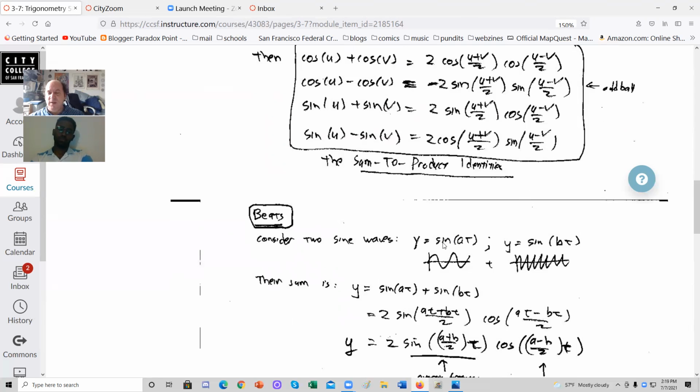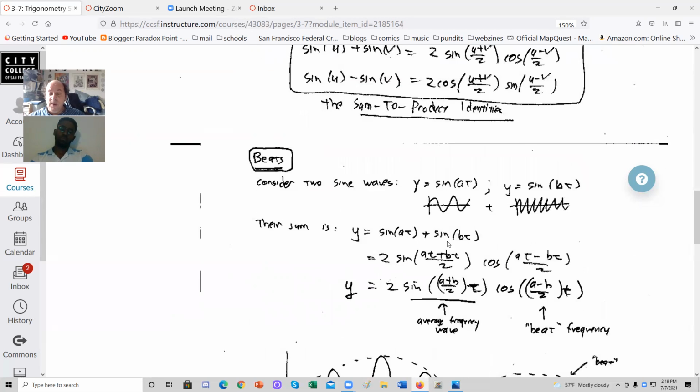If you have a sine wave, y equals sine AT, and y equals sine of BT, so these are two sine waves, they might correspond to a musical note. Dong, dong. If you hit them both at the same time, you get a sum of these two sine waves. Sine AT plus sine BT, which is twice sine average, cosine of half difference. So twice sine of (AT plus BT) over 2, cosine of (AT minus BT) over 2. So it equals twice sine of average frequency times T times cosine of (A minus B) over 2 T, the beat frequency.